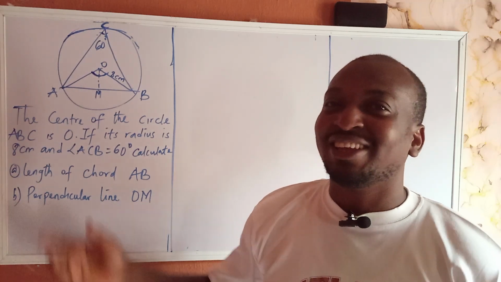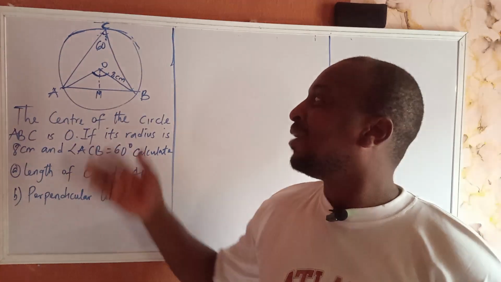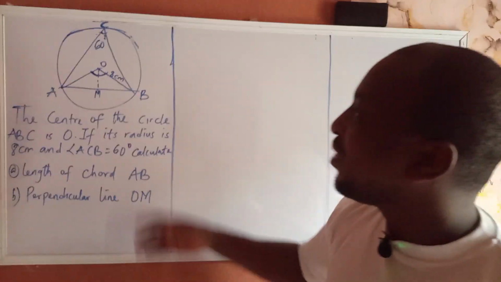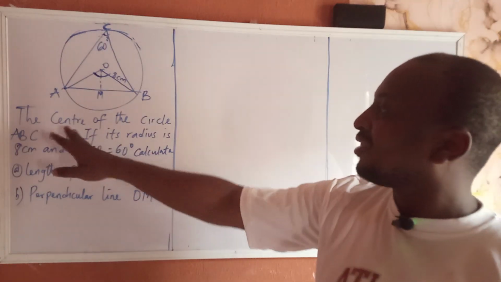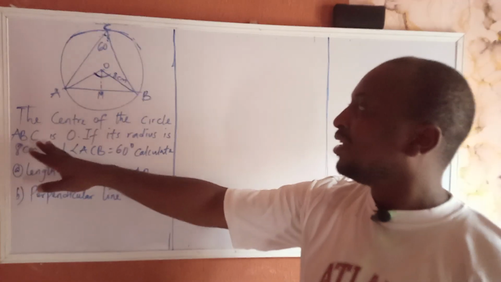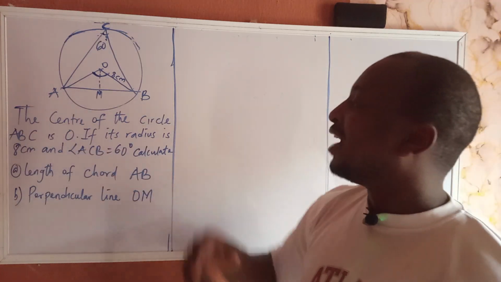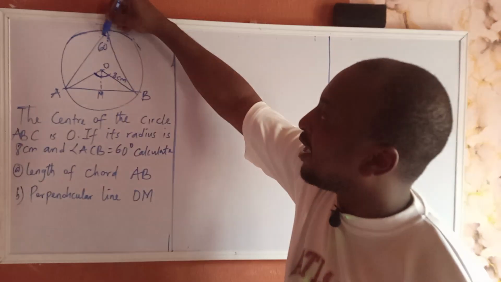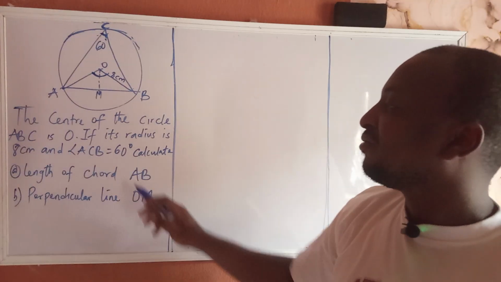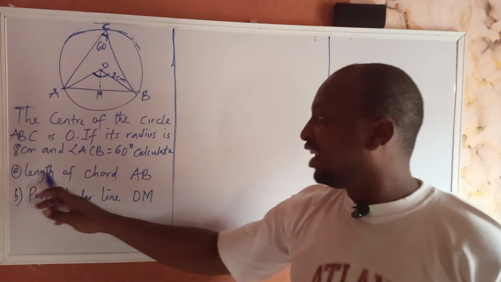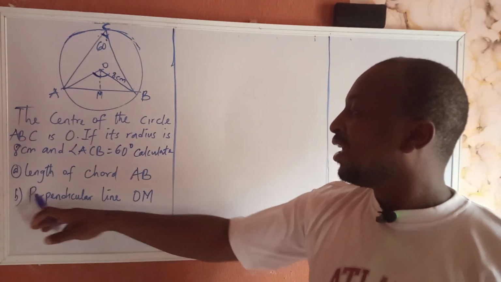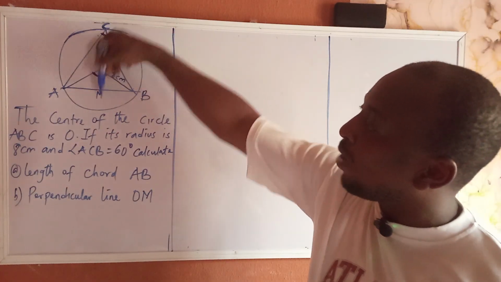Today we want to look at a question that has to do with properties of a circle. Now we have a question on the board here. It says the center of the circle ABC is O. If its radius is 8 centimeters and angle ACB, which is here, is 60 degrees, calculate the length of the chord AB and the perpendicular line OM.